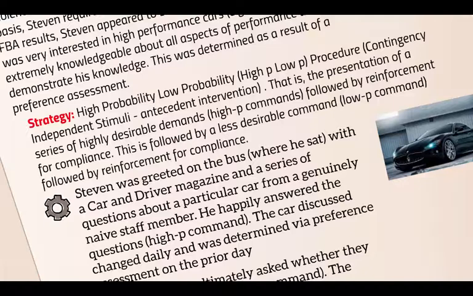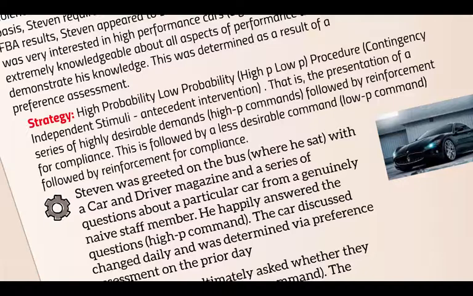Specifically, the way the high P, low P procedure works is that there's a presentation of a series of highly desirable demands. What does that mean? Well, things with a high probability that he'll do. What kinds of things? Well, if you talk to Stephen about cars, for example, high performance cars, there's a high probability that he'll answer you and engage in a very appropriate way.